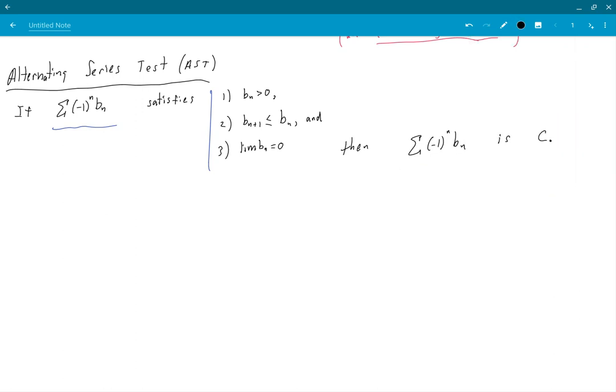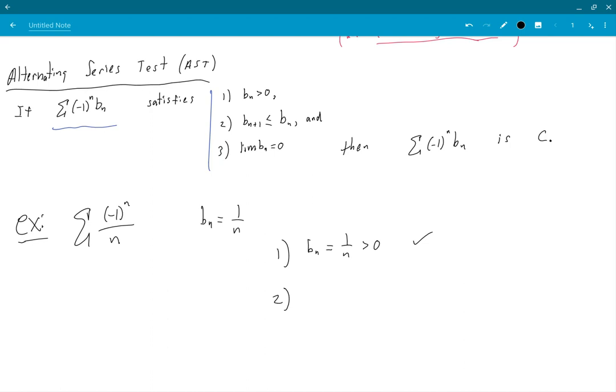And maybe I can do a proof later on, but for now, let's do an example. Let's do the one we talked about above. So the harmonic series, except alternating. So in this case, bn is 1 over n. So 1, bn is 1 over n, and that's obviously bigger than 0. Check.